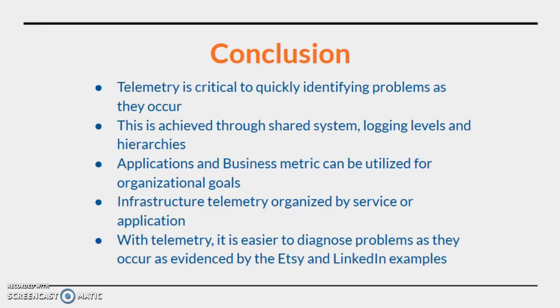So in conclusion, telemetry is critical to quickly identifying problems as they occur. This is achieved through shared systems, logging levels, and hierarchies. Application and business metrics can be utilized for organizational goals, and infrastructure telemetry is organized by service or application. And with telemetry, it is easier to diagnose problems as they occur, as evidenced by the Etsy and LinkedIn examples that we learned from this chapter. Let us know if you have any questions. Thanks.